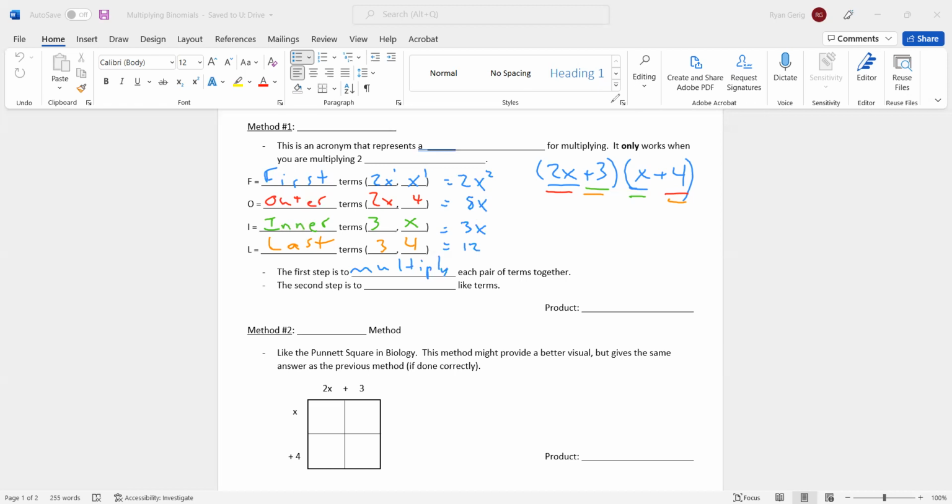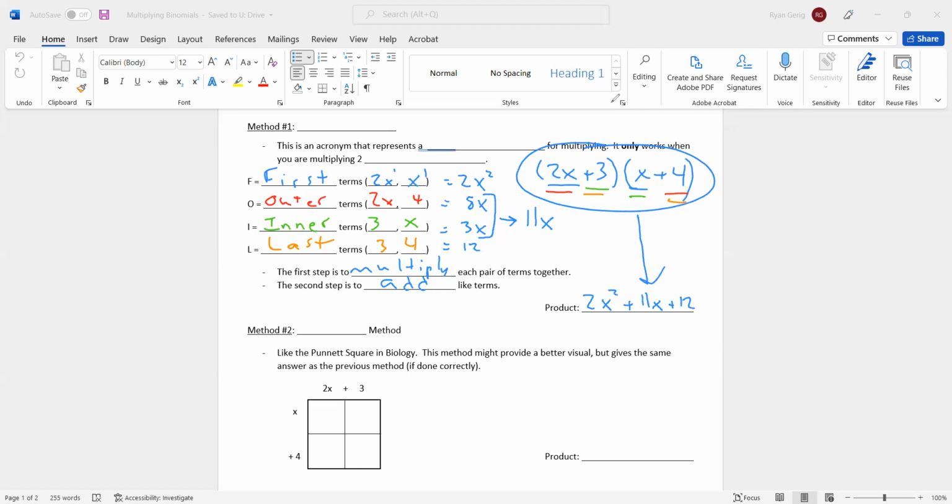Now, that's only the first step, is to multiply. The second step is to add those like terms together, if there's any like terms. And you're going to notice, as we do a lot of these, that a lot of times the middle two terms can combine by addition. So 8x plus 3x makes 11x. And now I'm just going to write this as all the terms added or subtracted together. So 2x squared, 11x is positive, and 12 is positive. And that's your product. So notice, two binomials turns into, a lot of times, a quadratic trinomial.